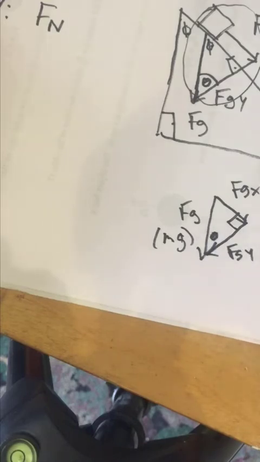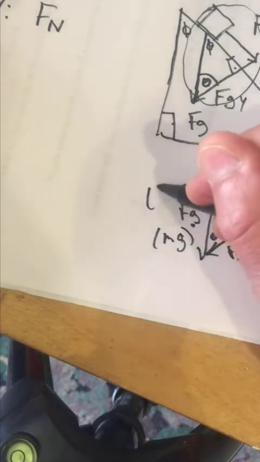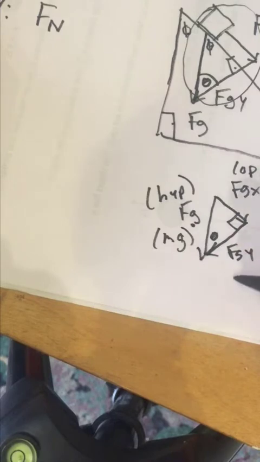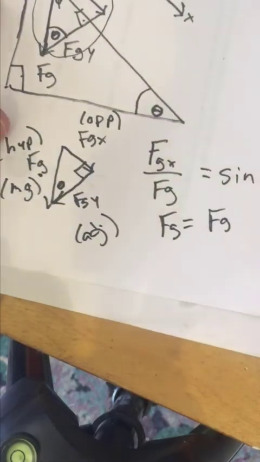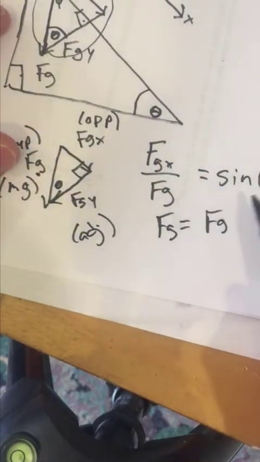So using SOHCAHTOA, we could say that Fgx divided by Fg. Fg is the hypotenuse. Fgx is the opposite side. And Fgy is the adjacent side. We know that Fgx divided by Fg is equal to the sine of the angle theta. So that tells me that Fgx is equal to Fg. Sorry, I'm off camera there. So that this Fgx divided by Fg is equal to sine theta.